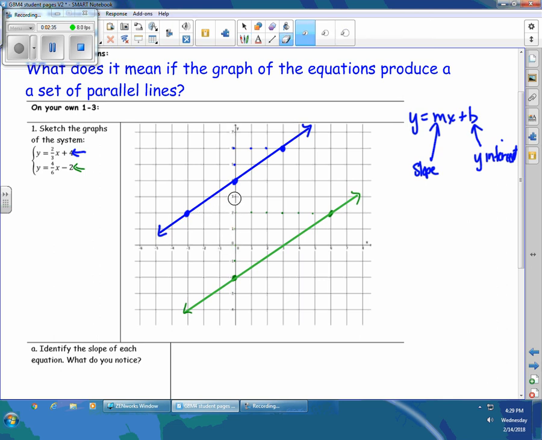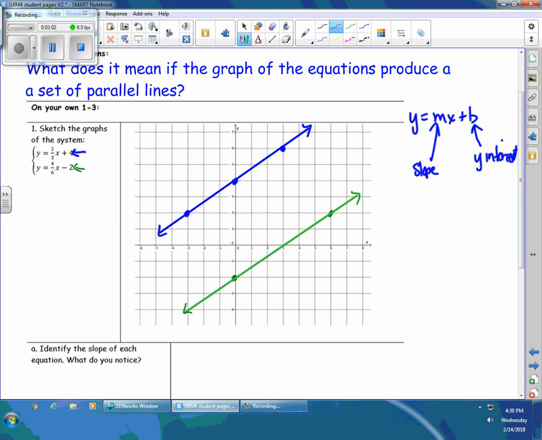There's no real number that will satisfy both equations at the same time. Now, that doesn't mean that the equation itself doesn't have a solution. Each equation has some solutions. It's just there's no ordered pair that I can plug into both equations that will make both equations true at the same time. So let's take a look at what else we can say about these.